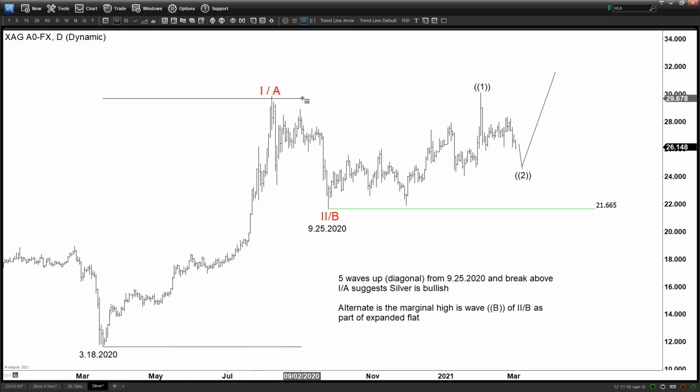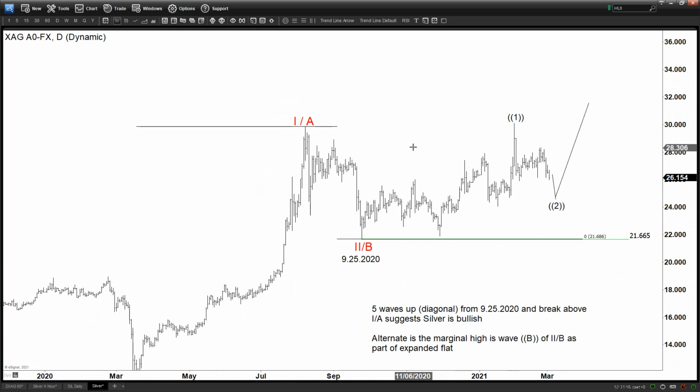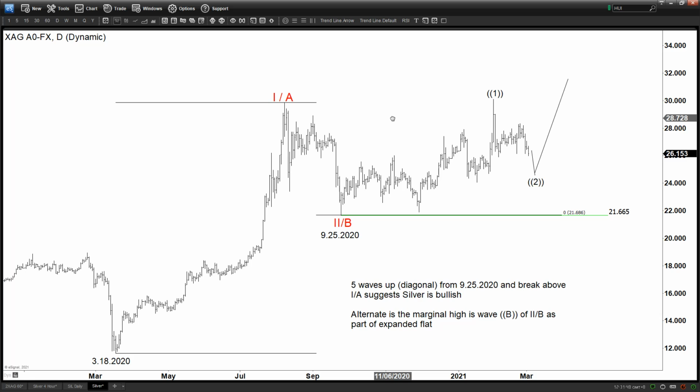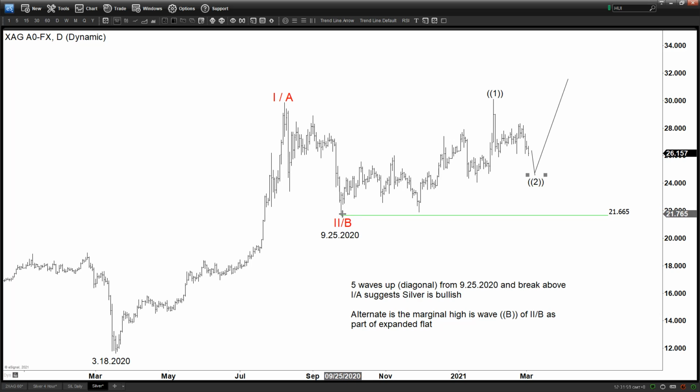So it can go to 39.9, for example, if this is an ABC. It has not reached that 100%, so chances are we can still see further upside as long as we stay above the September 25th low, $21.66, right here in silver. That's the idea.